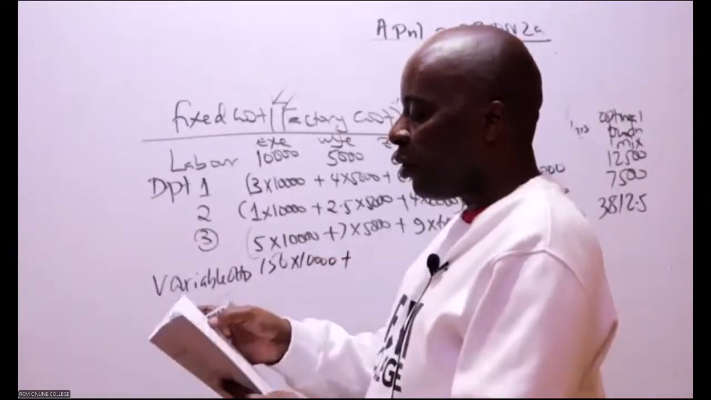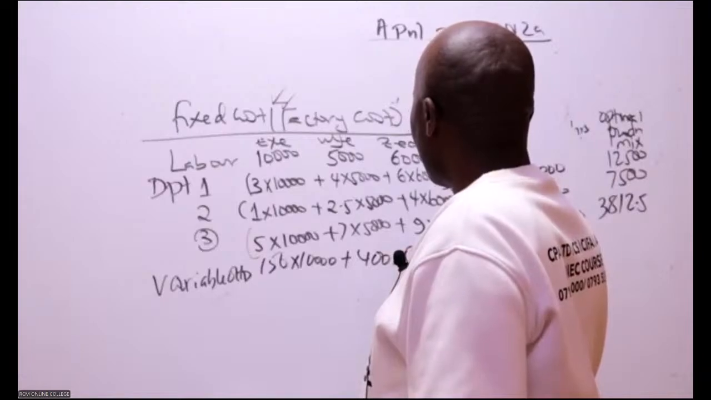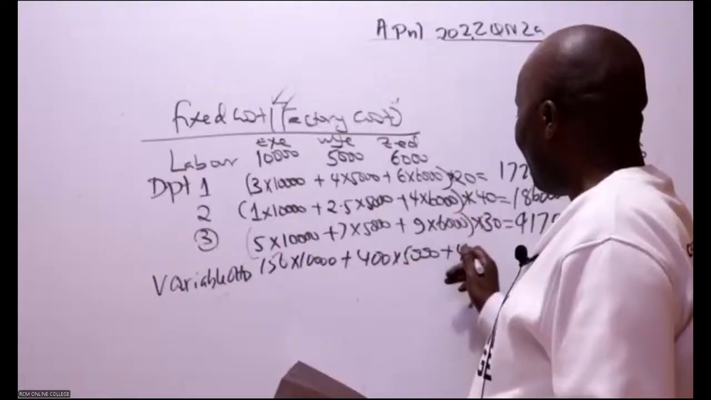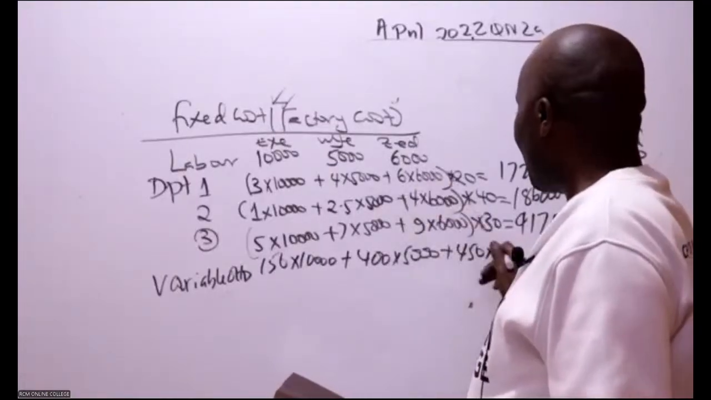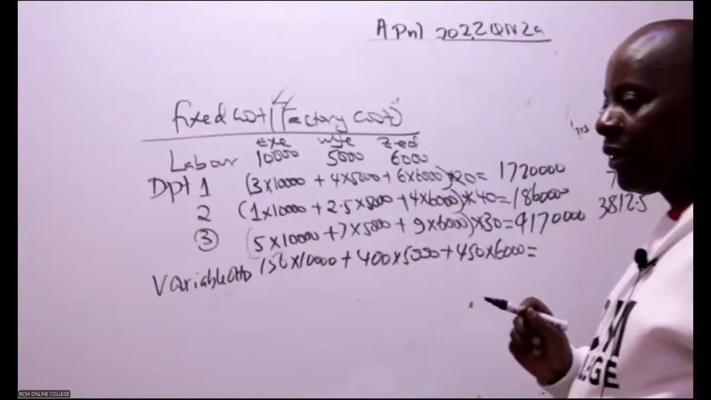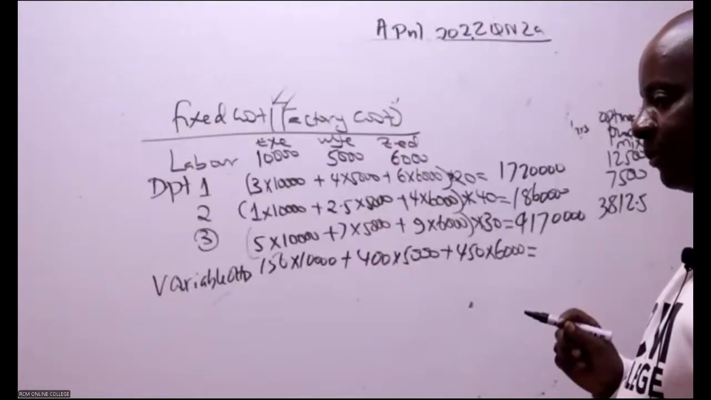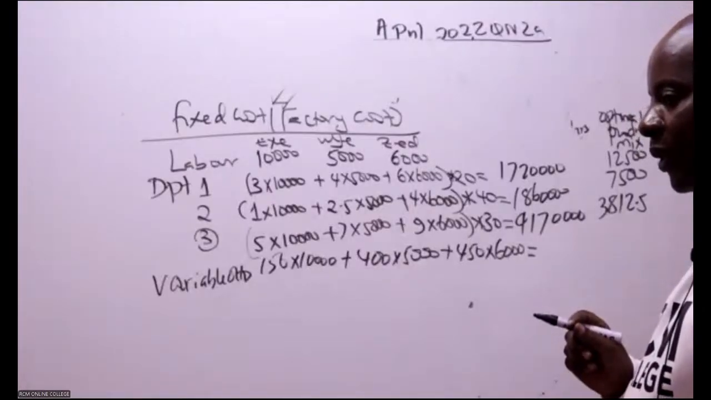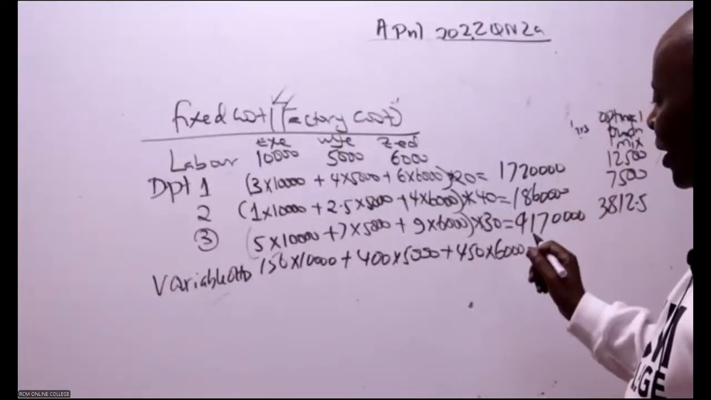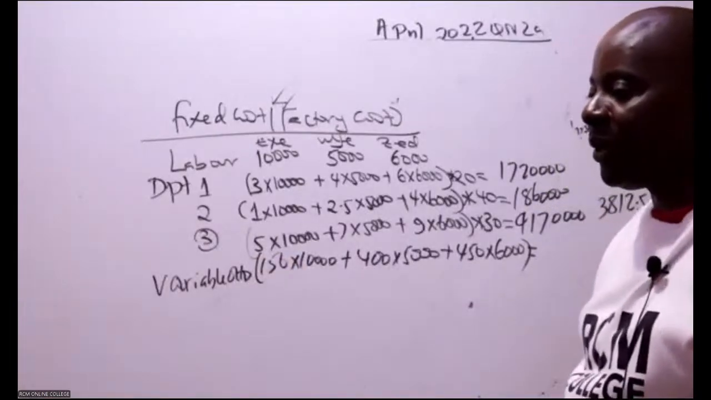Plus, I can see variable overheads there, 400 times 5,000, plus we have here 450 times 6,000 units, because the figures given there are for each unit. For variable overheads, the figures given are for each unit, so I need to multiply them with the number of units. So is there somebody who can be gracious enough to give us the total variable overheads, please?